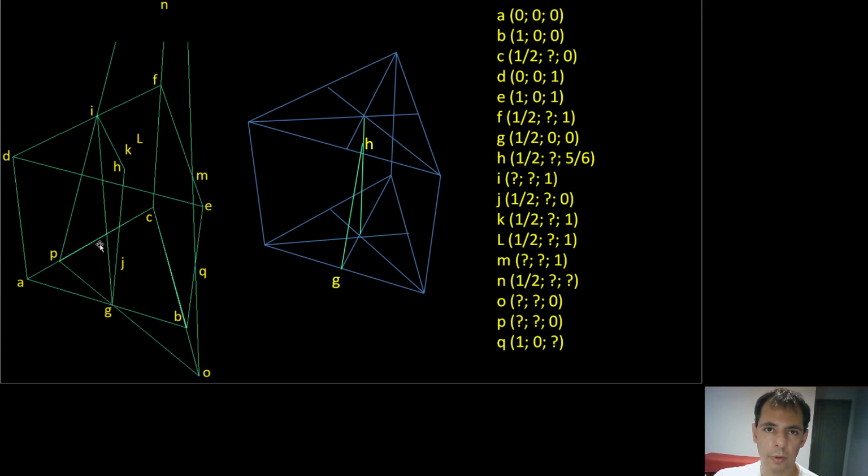All the points on the floor are going to have 0 for z, and all the points on the lid at the top of the prism are going to have 1 in z. C is half in x, half in y.